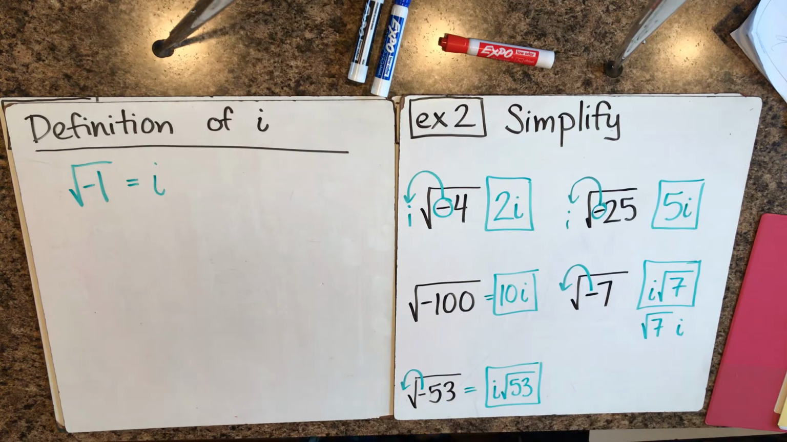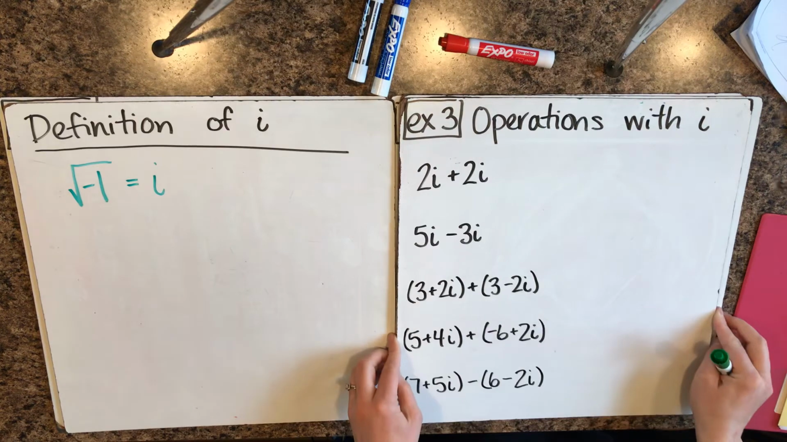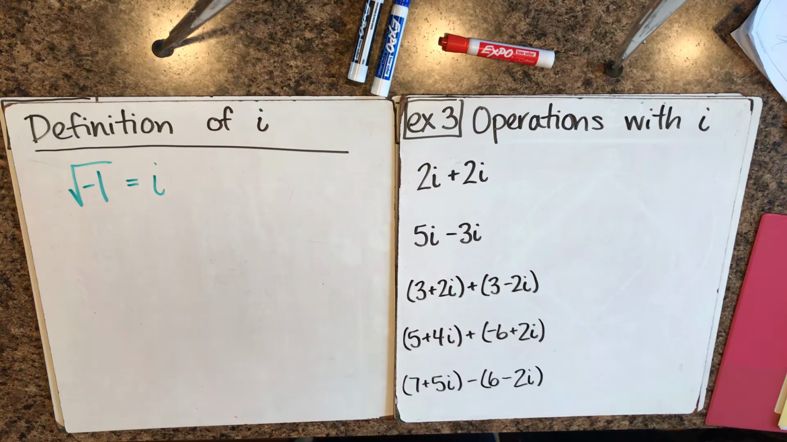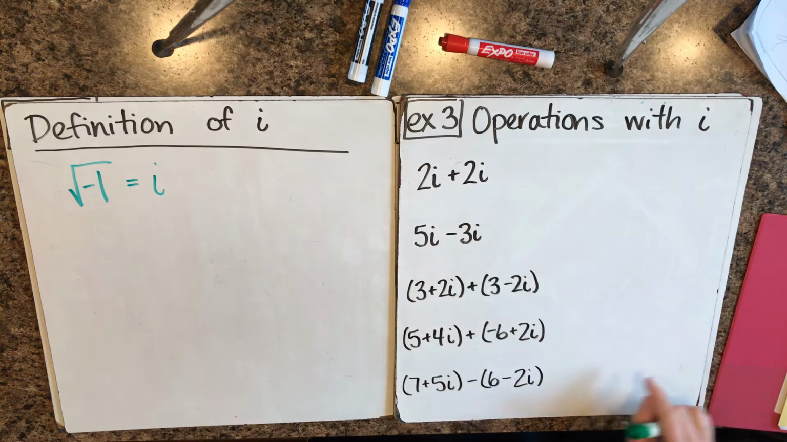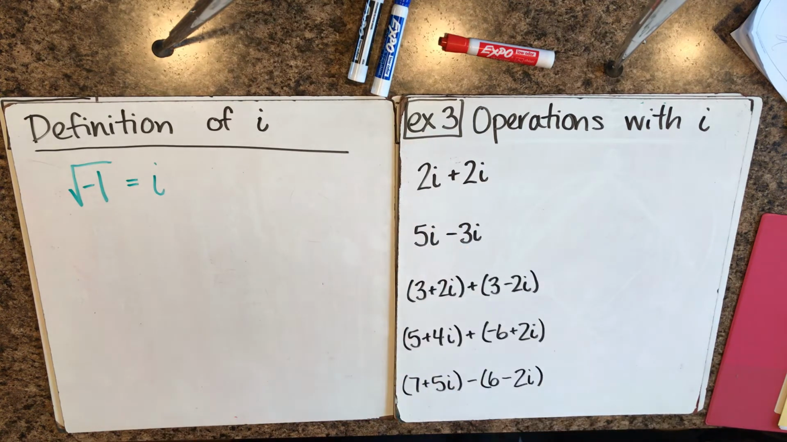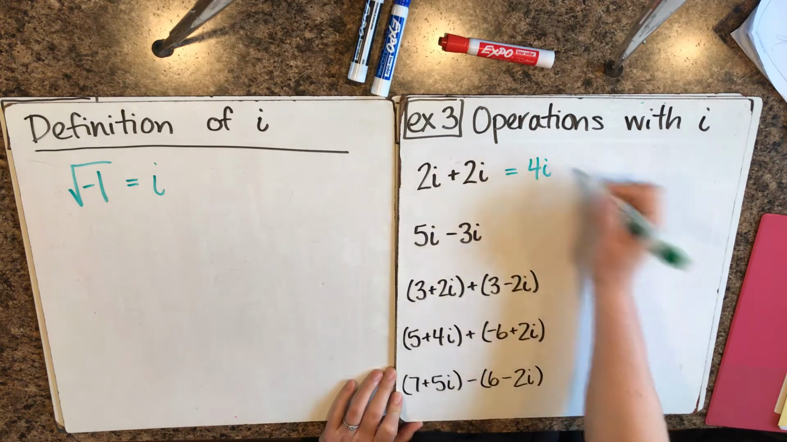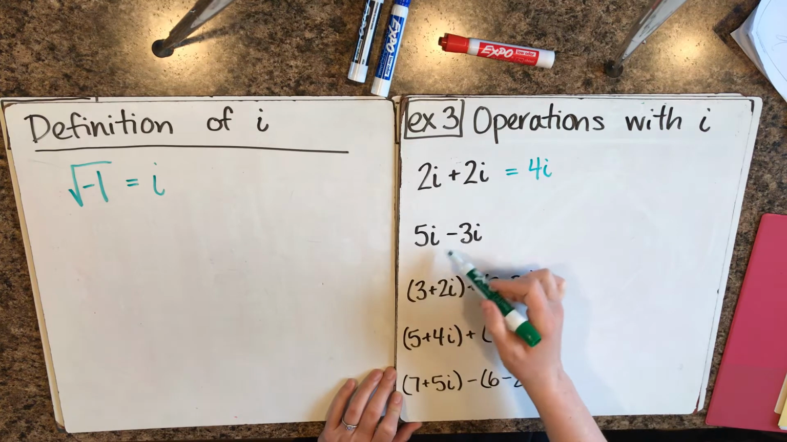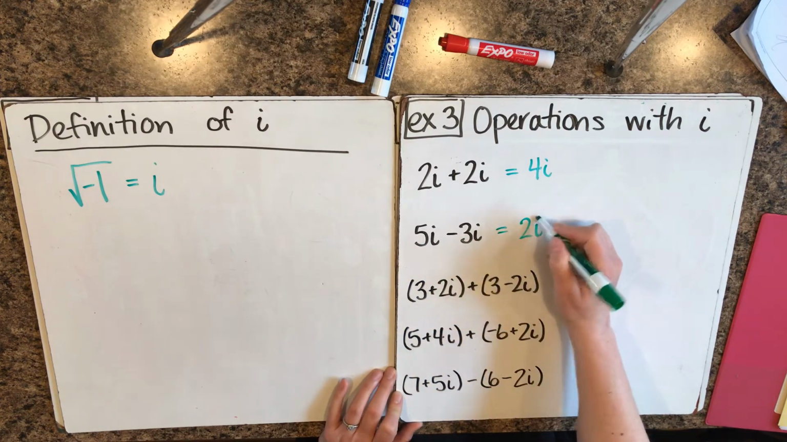Okay. Now we're going to keep going. We're going to talk about operations with i, math operations, adding, subtracting, multiplying, and eventually dividing. We're not going to get to dividing today. We're going to treat i like any other variable that you know for the most part. So if this was 2x plus 2x, you'd know that it was 4x. Same thing here. This is just 4i. Okay, 5i minus 3i. Those are like terms, so we just call that 2i.